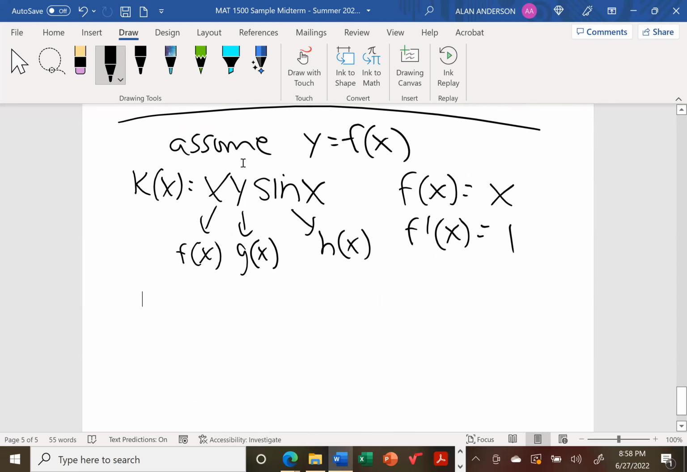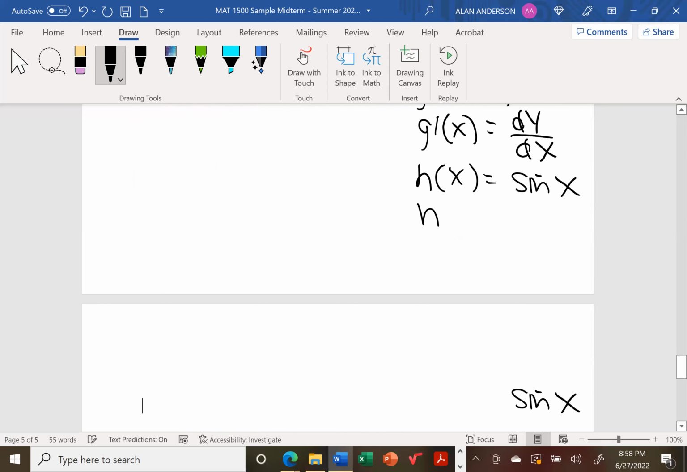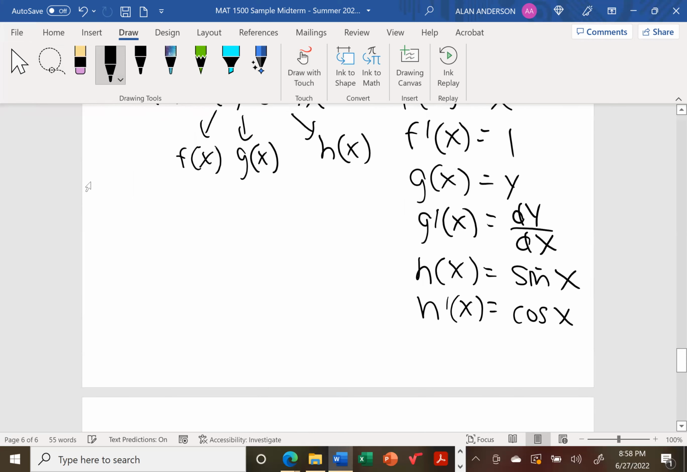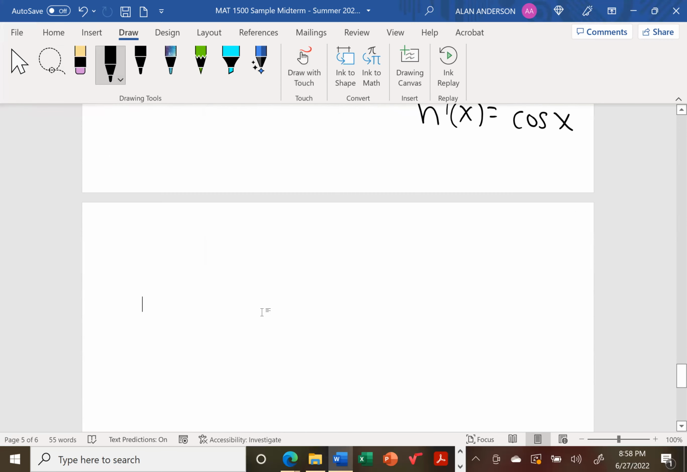All right. g of x is y, which implies that g prime is dy dx. And then, of course, if h of x is sine x, you'll recall that the derivative of that is the cosine. Okay, so this long expression ends up looking like this.